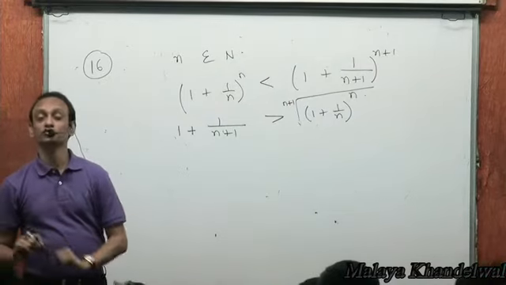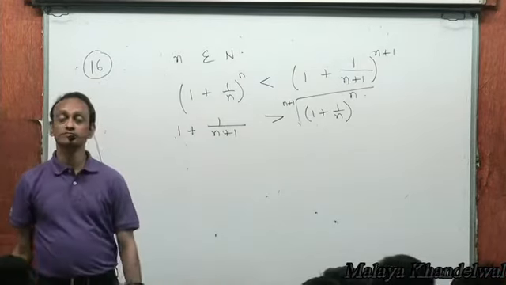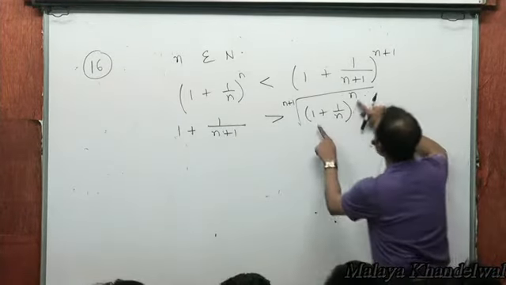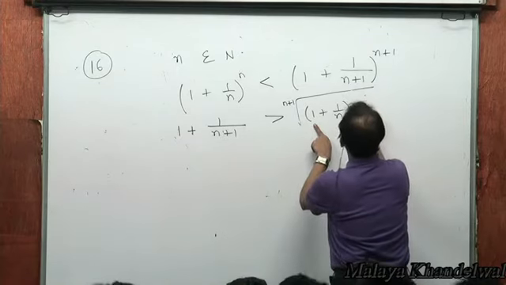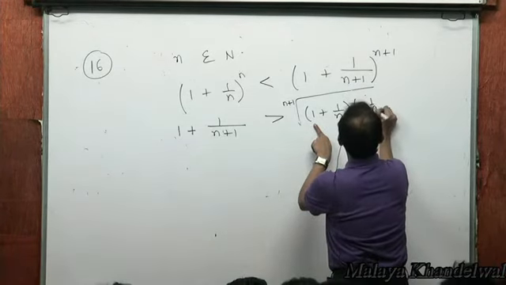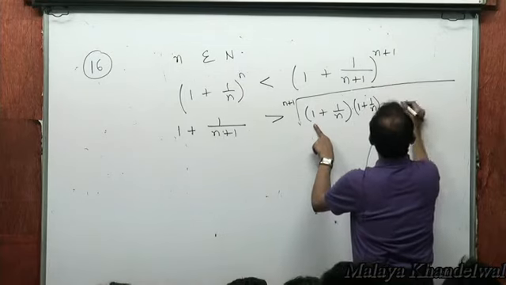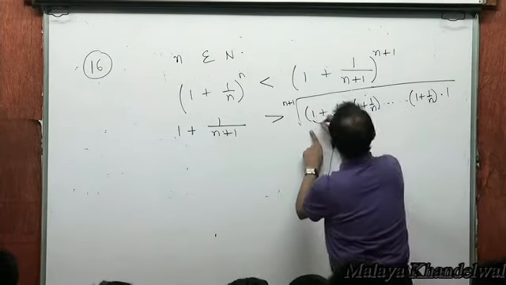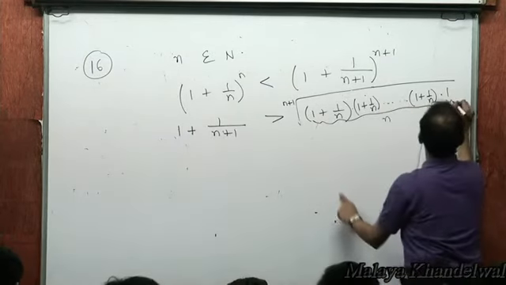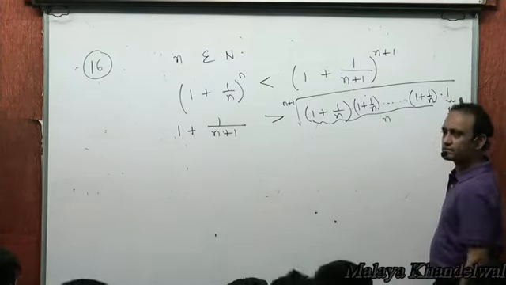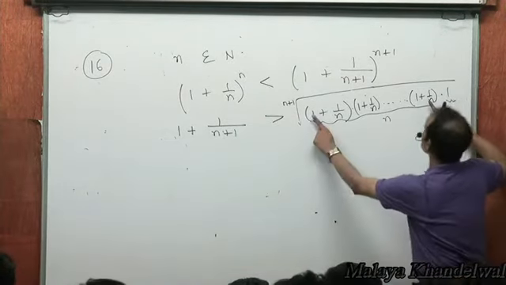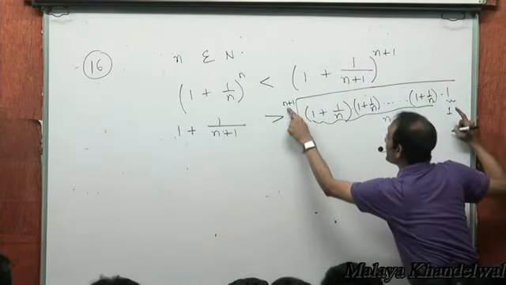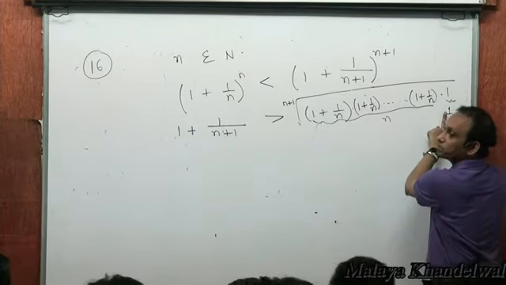Let's interpret. We are done actually. Just need to interpret this. See, what is this? This is the product of n such numbers, (1 + 1/n) taken n times, and then 1. That means n plus 1 numbers. There are n plus 1 numbers here, which includes n numbers of this kind and 1 number which is 1. It's the n plus 1th root of the product of these numbers, right?